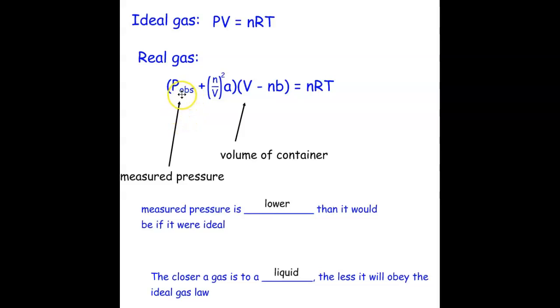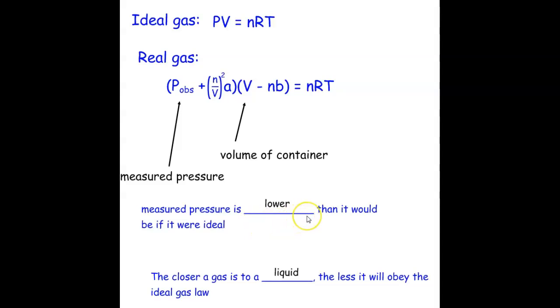So it turns out that the observed pressure is lower than the ideal pressure, and it's lower by this amount, n, the number of moles, over V, so that's molarity squared, times an experimentally determined constant. And the volume of the container measures too high, so you have to subtract off the number of moles times an experimental constant. So the van der Waals equation is just like the ideal gas law, except it has to make corrections for the fact that it's a real gas.